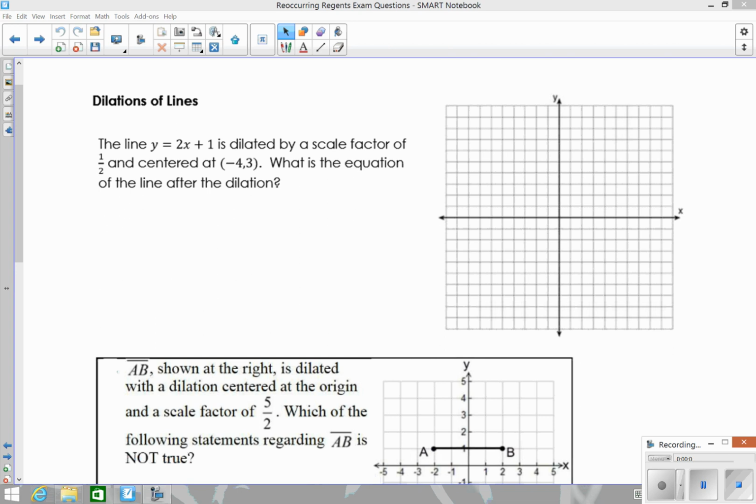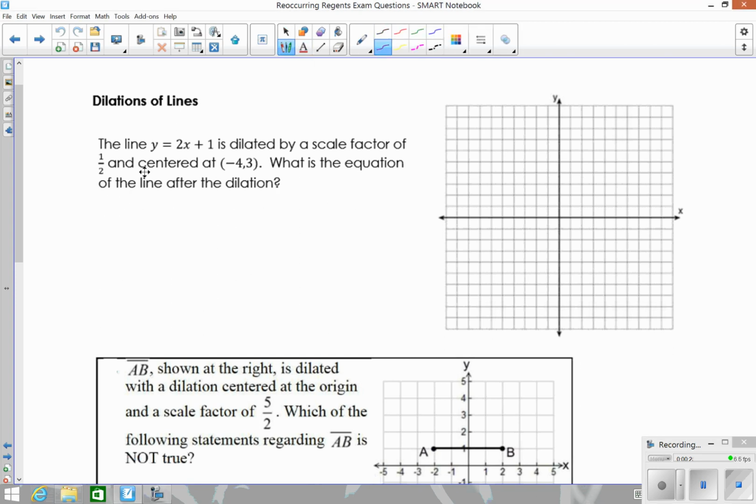The next topic is dilations of lines. So the first thing here is, on the coordinate plane, if you're given a line, remember there's two rules you have to know. If the center of dilation is on the line, you'll get out the same line. But if the center of dilation is not on the original line, you're going to get out a line that's parallel.